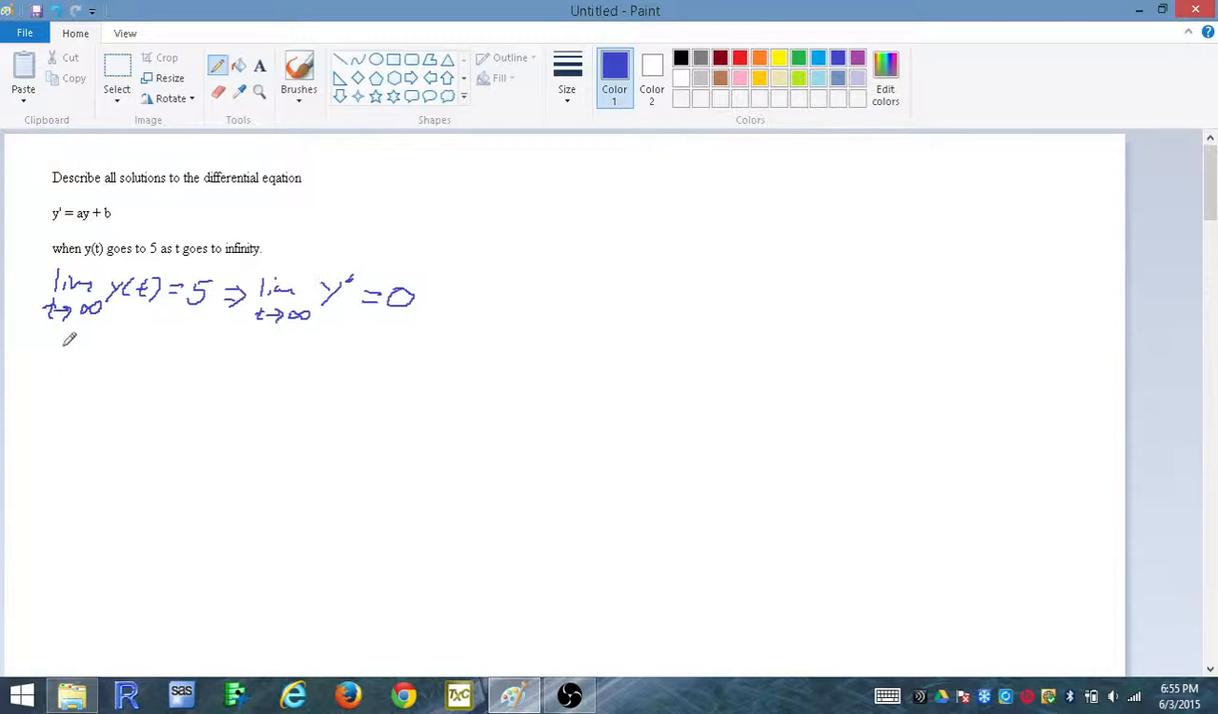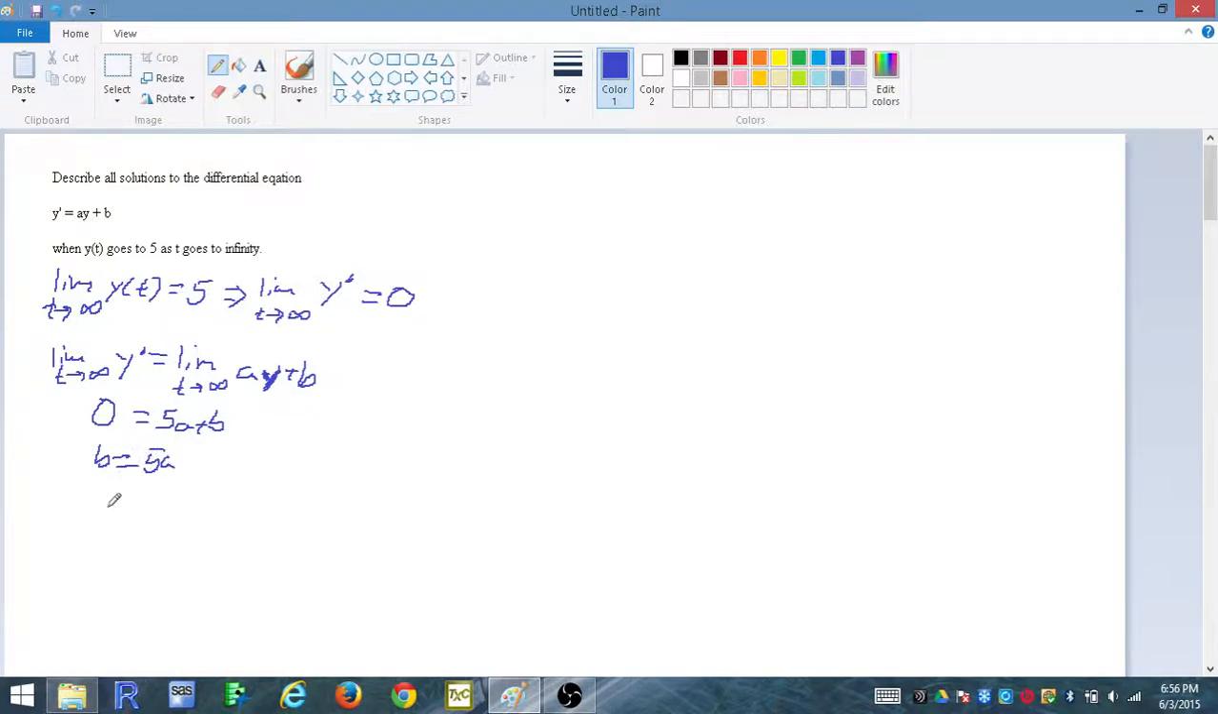So what we do, we take the limit as t goes to infinity of the left hand side, y prime, and that has to be equal to the limit as t goes to infinity of ay plus b. Alright, well, here we know that this left hand side is going to be equal to 0, and here we know that this is going to be 5a plus b. Alright, so we can see immediately that b is equal to negative 5a.